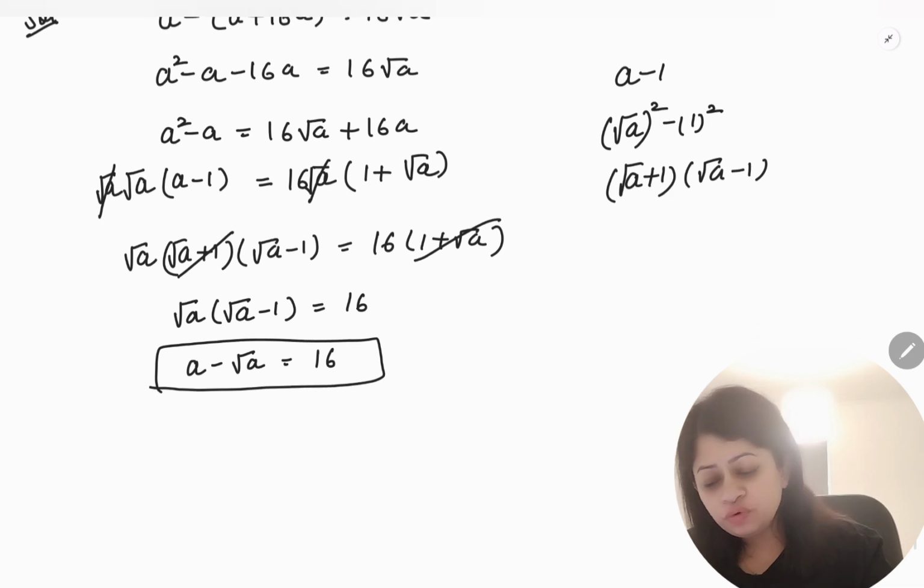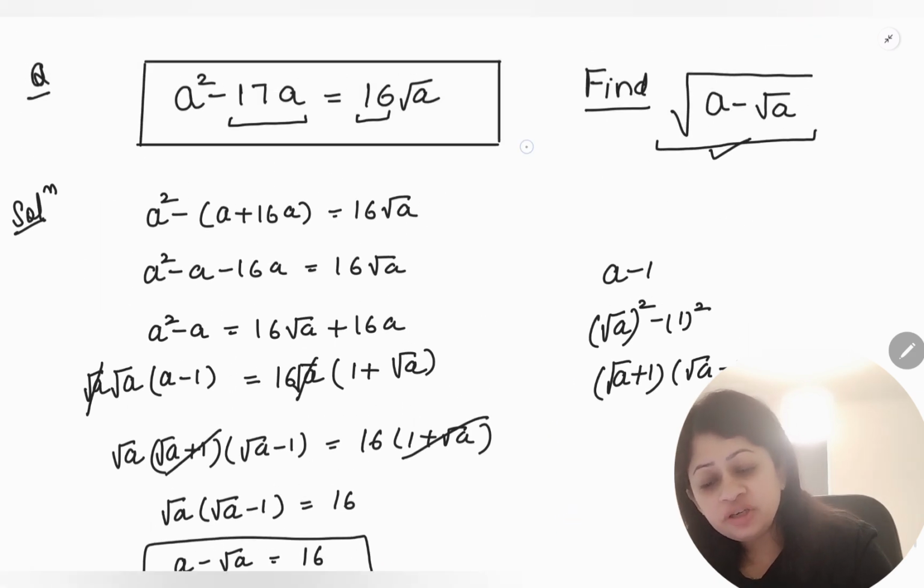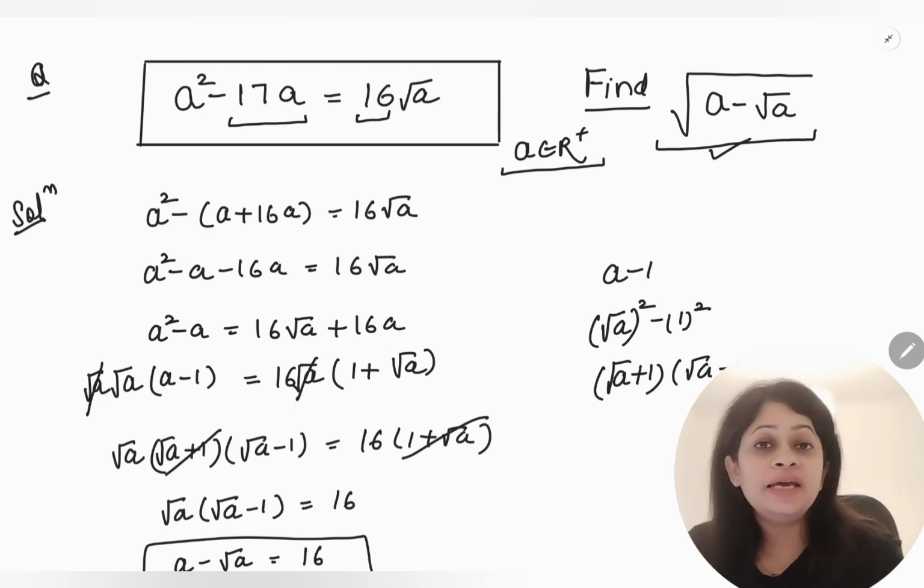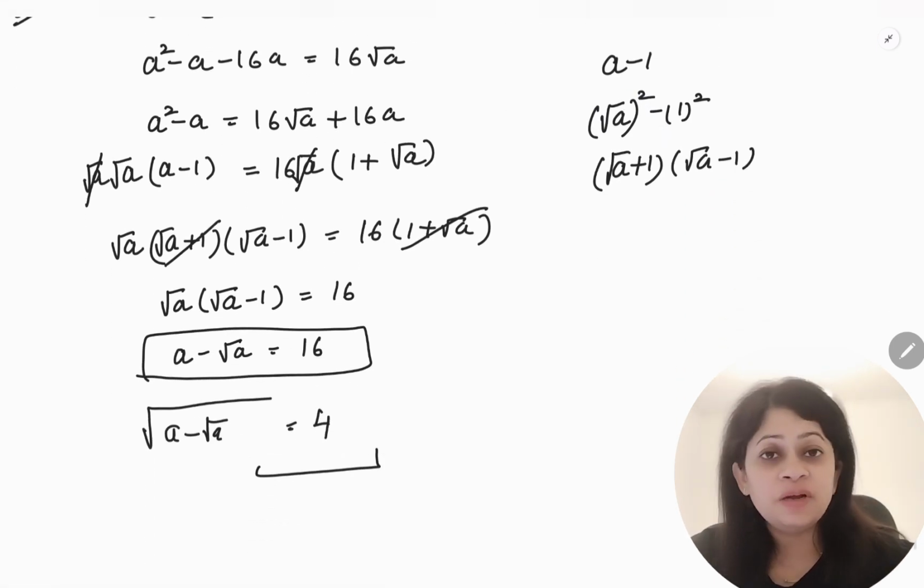But we are supposed to find the value of under root of a minus under root a. So if we take the square root, we get the 4. And here it is mentioned a belongs to R plus. You need to take that a is positive. If they don't mention, you can take this as plus minus 4, okay? So I hope you understood this.